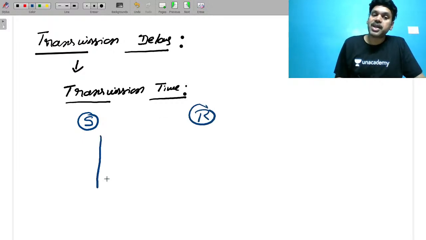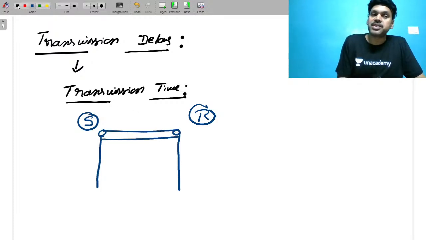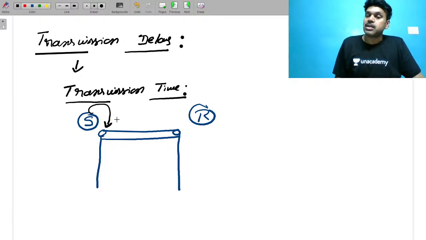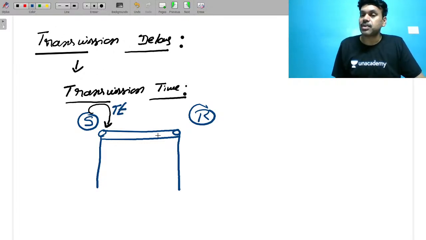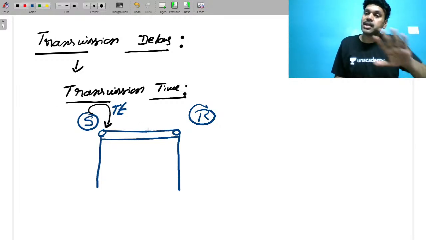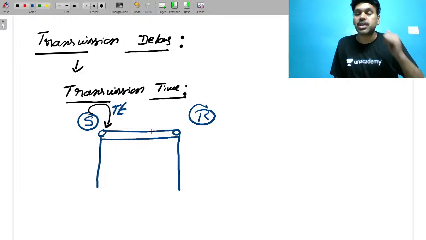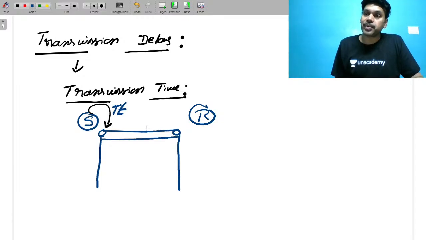Now I am taking a channel between them. This is the channel. Now the sender first of all has to place the data onto the media. So how much time the sender takes to push your data units onto the media, that is the meaning of transmission time. Once you push your data onto the media, the sender is relaxed, because he has already pushed the data. Now it is the time for your medium to carry your data from one particular node to the other particular node.